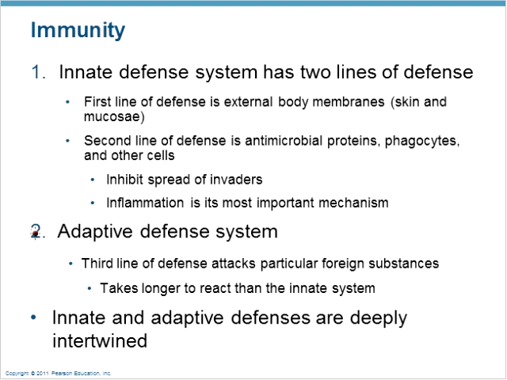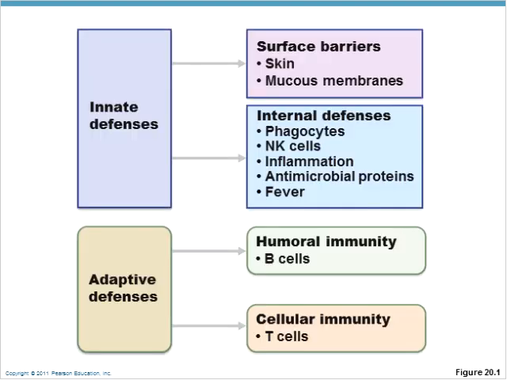The other type of immunity is the adaptive defense immunity we talked about. It's the third line of defense, and it attacks foreign substances we call antigens very specifically. It takes longer to react than the innate system, which is available at all times. The adaptive system has to go through a process, and so it is sometimes a little slower. Innate and adaptive defenses are deeply intertwined; they interrelate quite a bit.